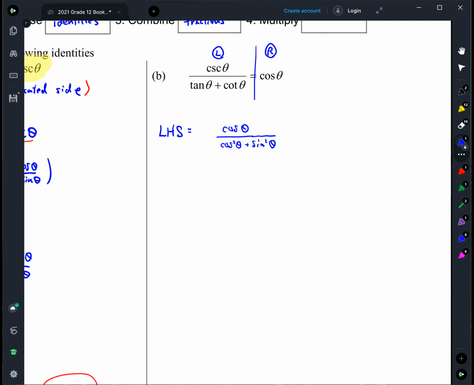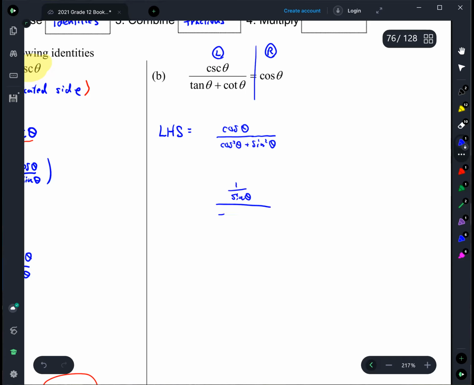I put 1 over sine theta over tan theta plus 1 over tan theta. Like this? Yeah, okay. Thank you. I'm still trying to work it out. Okay. All right, Willem, have you figured it out? Give me 1 second.